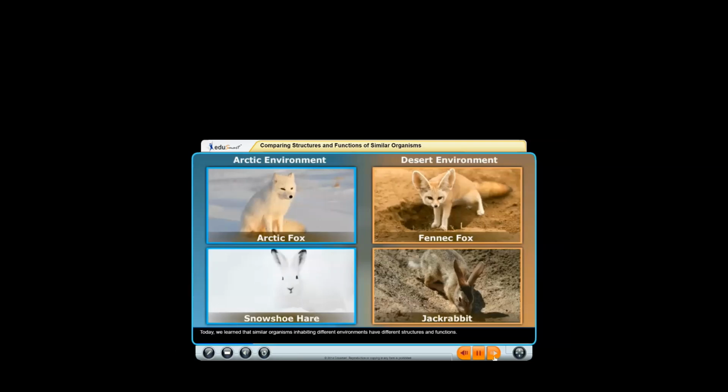Today, we learned that similar organisms inhabiting different environments have different structures and functions. These structures and their functions increase their chances of survival in their environment.